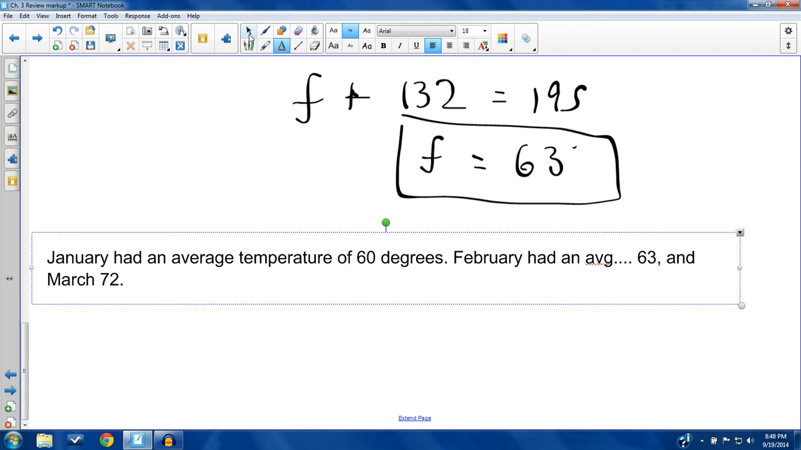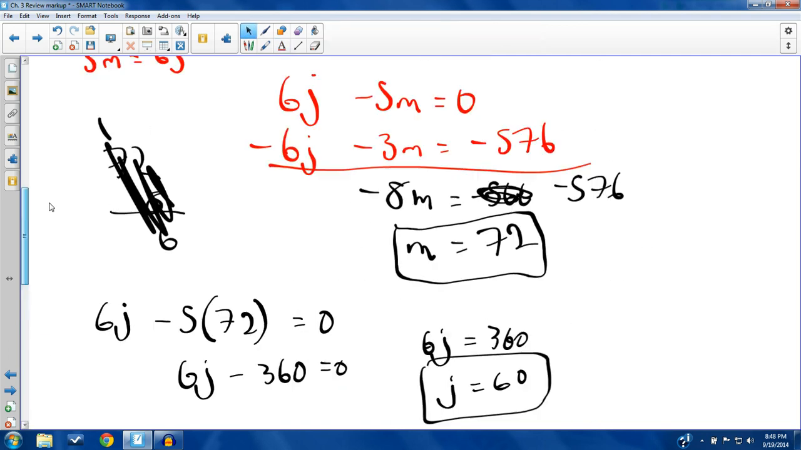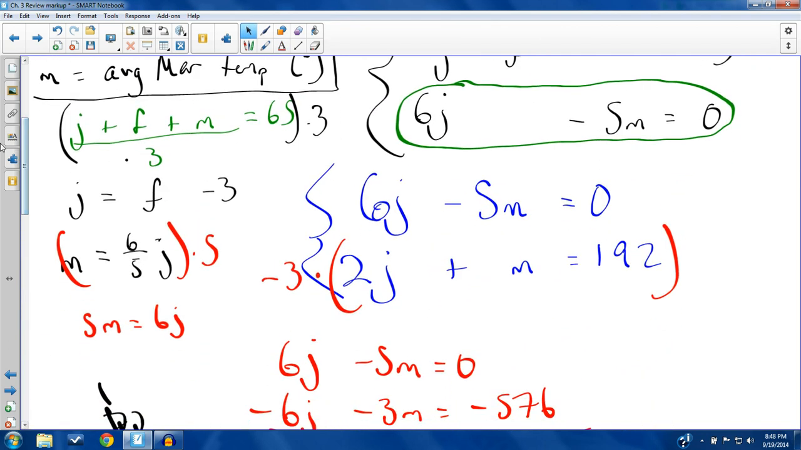Remember, you answer the question, right? Don't forget to answer the question. I don't know if you have to write in a sentence every single time, but answering it in a sentence makes sure that you understood that you answered the question that was being asked. Okay, so that's it as far as that stuff.